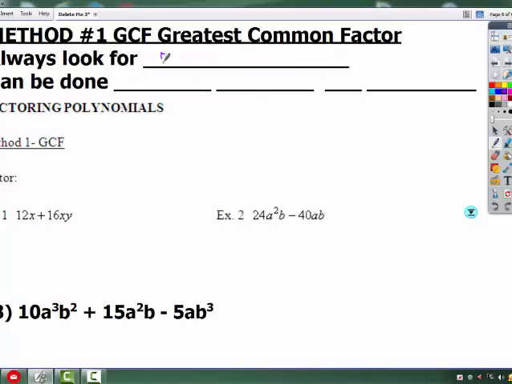It's something you always look for first, and it can be done using any number of terms. So this particular method can be done using any number of terms. And here's how you do it. You look at your two terms and you figure out what the GCF is. Again, if you want to use the factor tree, you're more than welcome to.